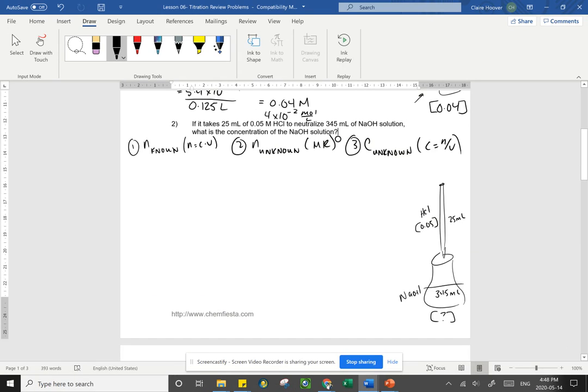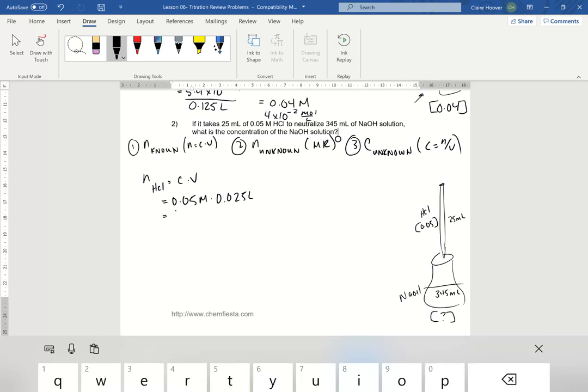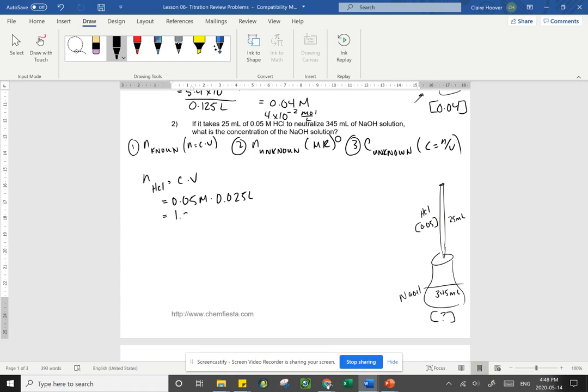So moles of my HCl is going to be concentration times volume. Concentration is 0.05 moles per liter, that's given to me in the question. My volume, again, we have to convert into liters. It's going to be 0.025 liters. So that's going to give us 1.25 times 10 to the -3 moles. That's our first step.